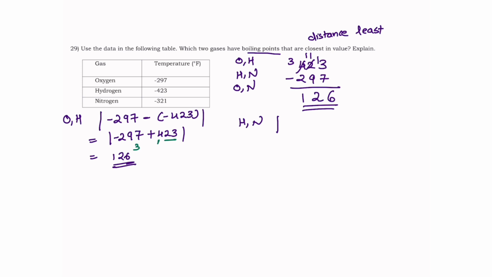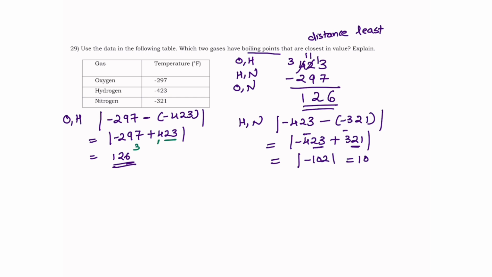So again, H is minus 423. Distance makes it a minus sign here. And N is minus 321, which gives minus 423 plus 321. Now look at the numbers carefully. 23, 21, the difference is 2. And this is 4 and this is 3. So 400 minus 300, which is 100, right? So my answer is going to be 102. That's mental math.